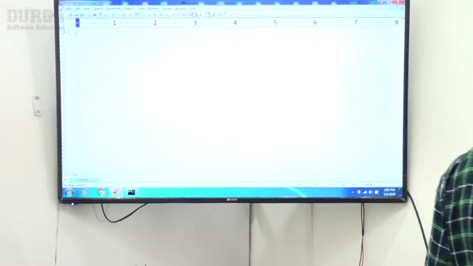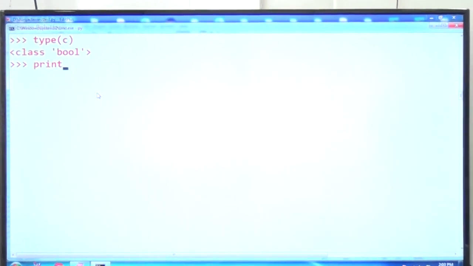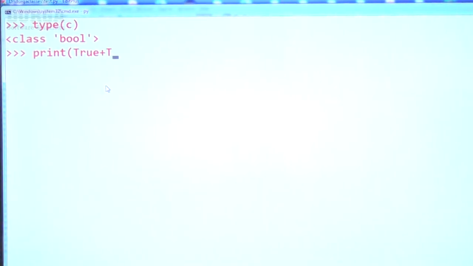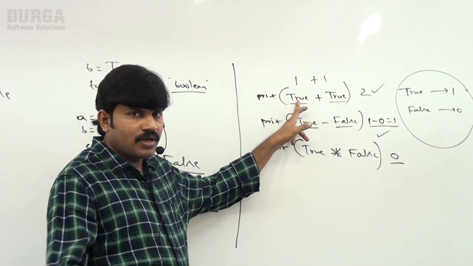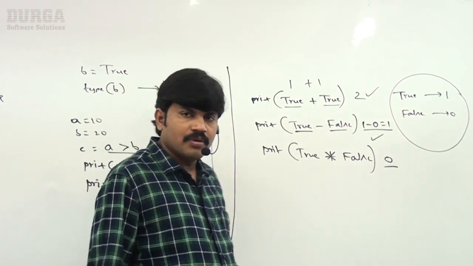Here I'm taking print of True plus True. What is the answer? 2 itself is the answer. Print of True minus False. What is its value? 1, because 1 minus 0 is 1, sir. Print of True into False. What is the answer, sir? 0. Like this, sir, in our next sessions also, several times we are going to use this point. Remember, internally True is represented as 1, False is represented as 0. Clear for all of you, right?